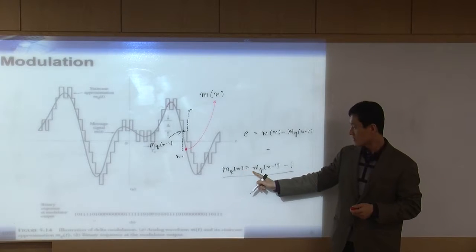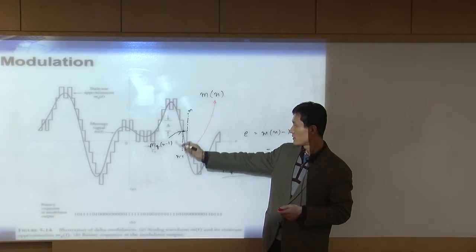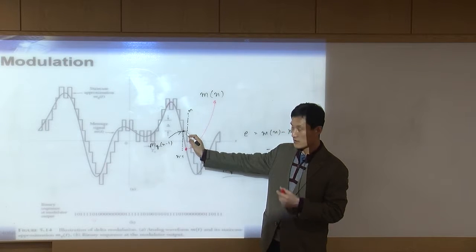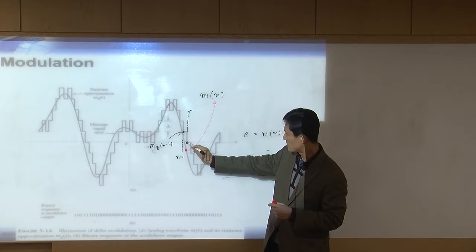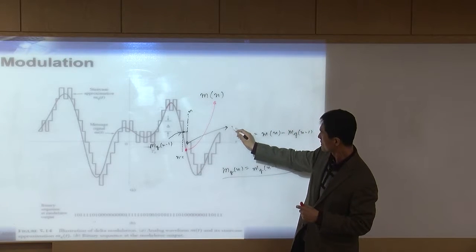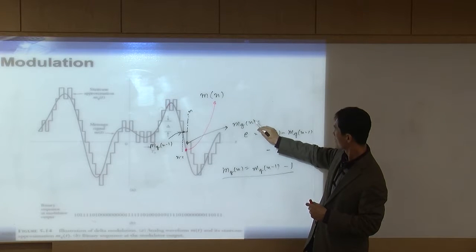m_q[n] is m_q[n-1] minus 1. So this is m_q[n-1]. So we are going to do minus 1 from here. So here, that is m_q[n-1], n. Right?